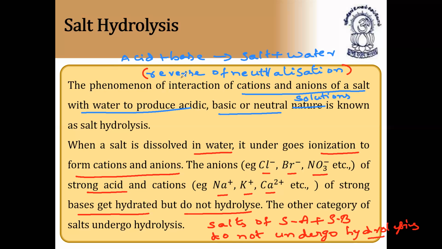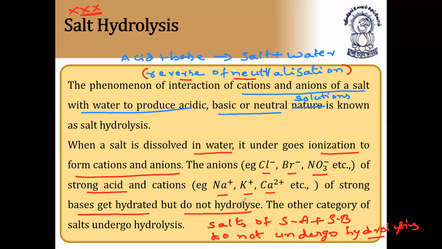In general, salt hydrolysis is almost the reverse of neutralization. What is neutralization? When an acid combines with a base, it forms salt and water as the only products. That is called the neutralization reaction. Similarly here, salt plus water gives us acid and base. That is the reverse of neutralization, and it is also called salt hydrolysis. So please listen carefully.